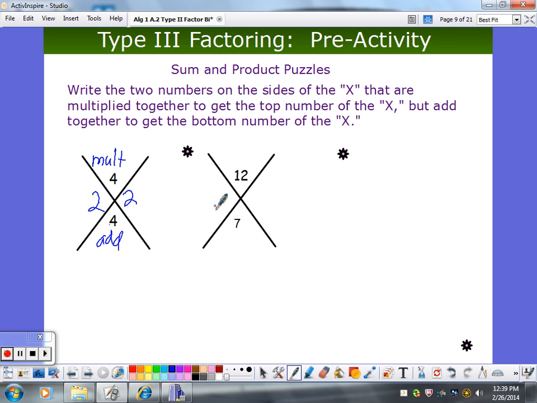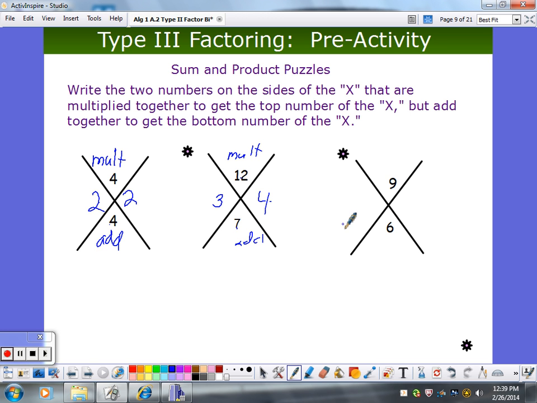How about 2 numbers that multiply to 12, but add to 7? What do you think, Andrew? 3 and 4. And make sure it works. 3 times 4 is 12. 3 plus 4 is 7. That's the multiply and add.